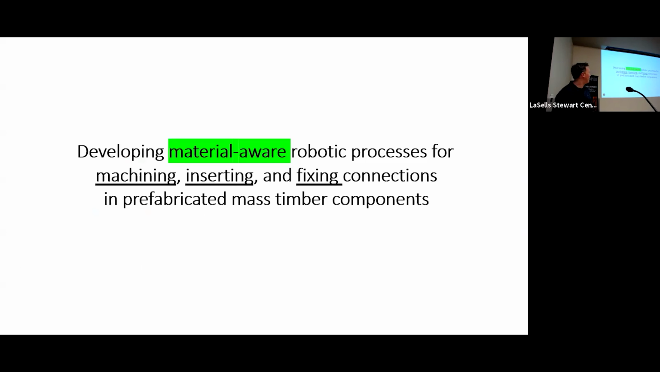What we're going to do, we're going to develop the system. It has to be material aware. So that means that the robot knows where it is.